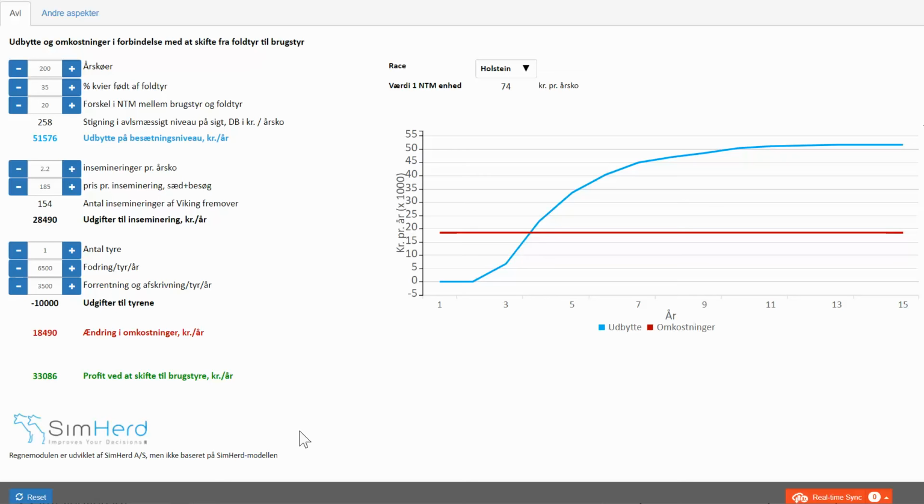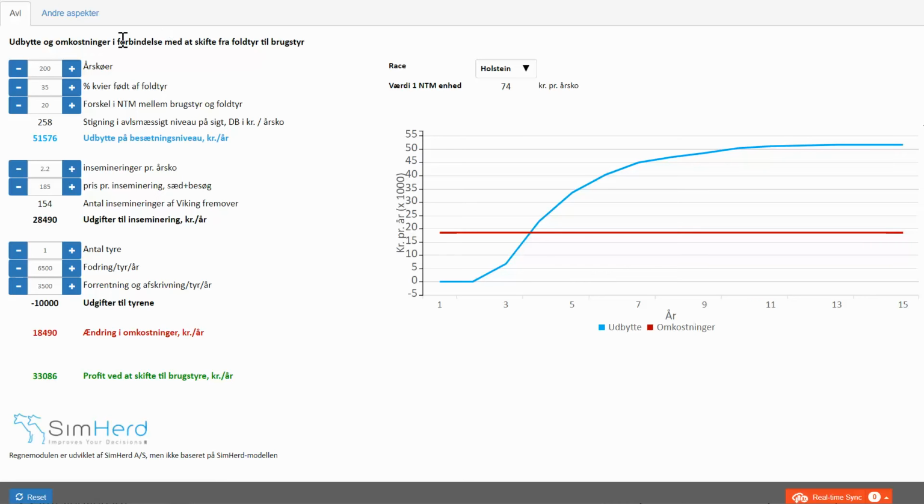I demonstrate the natural bull calculation. It's something that's outside of SimHerd. It's a relatively easy calculation, but if we're talking about bulls versus insemination, then there's a big number of uncertainties. So if there's so much uncertainty, then maybe we can have an easier calculation.